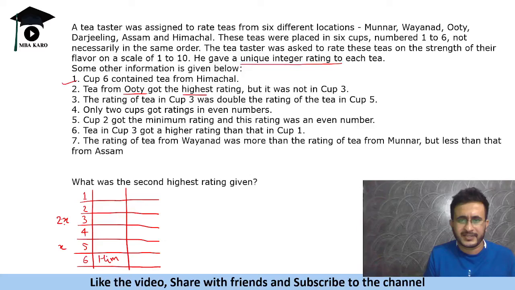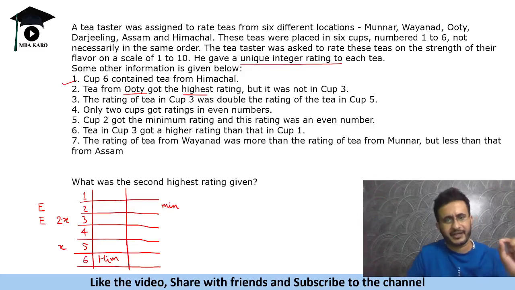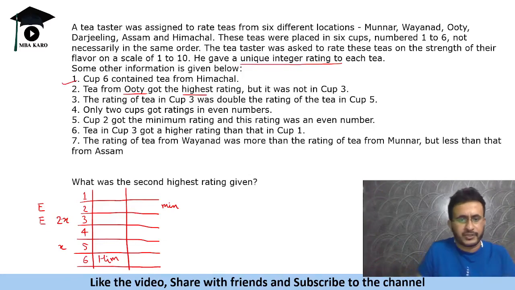All right. Only two cups got ratings in even numbers. So one of the cups is this, okay, and another we do not know. Cup 2 got the minimum rating, and this rating was an even number. So this cup 2 has an even number, and cup 3 also will have an even number. Only these two cups will have even numbers. Why will cup 3 have an even number? Because it is 2 times cup 5. Okay, all right. So now what we will do is try to make these combinations.